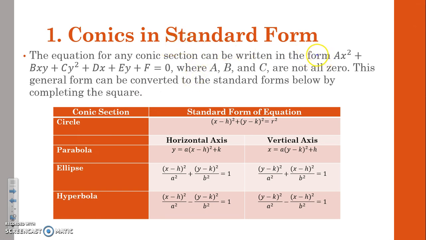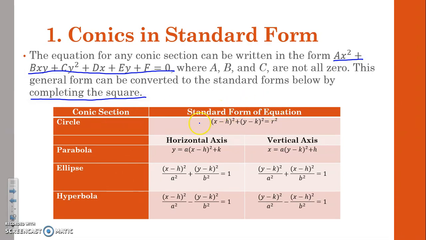So the equation for any conic, I can always write it out: ax squared plus bx plus cy squared plus dx plus ey plus f equals 0. I can write it out that long way, as long as a, b, and c are not all 0. That's kind of a general form, and we can change it into the standard forms that we've been working on for this whole chapter by completing the square. Right? So when I complete the square, I get circles, parabolas, ellipses, or hyperbolas.